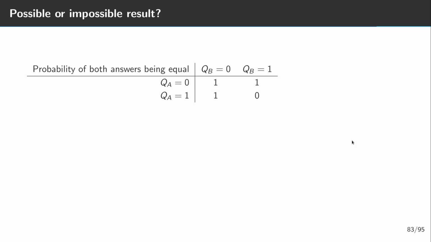Now let's look at this different table shown here. As you can see, they both always answer the same, except when Alice and Bob are both asked 1. In this case, they always answer the opposite. Now I ask again the same question as before. Can they come up with a plan that produces this table? Anyone has an idea?